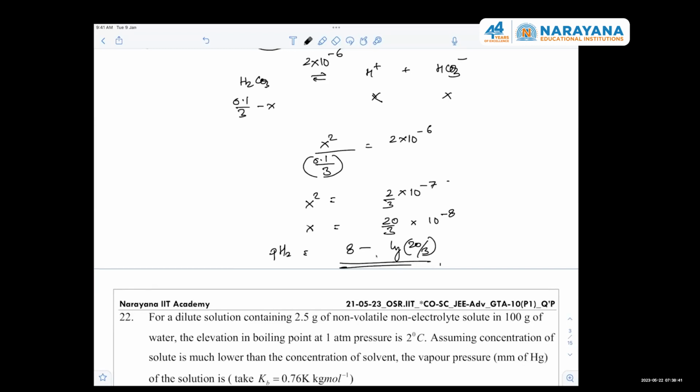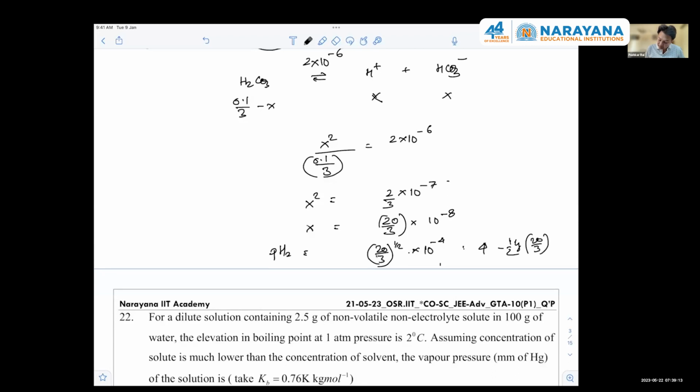Last second line. Last step, yeah, you're right. Sorry. So in the last step, x square, so we have to take the square root of this also. Root of 20 by 3 into 10 to the power minus 4. So the pH will be 4 minus half log of 20 by 3. You understand what I'm saying?